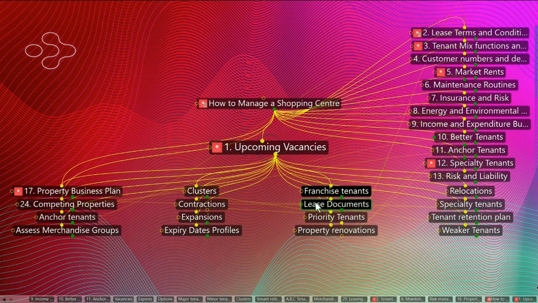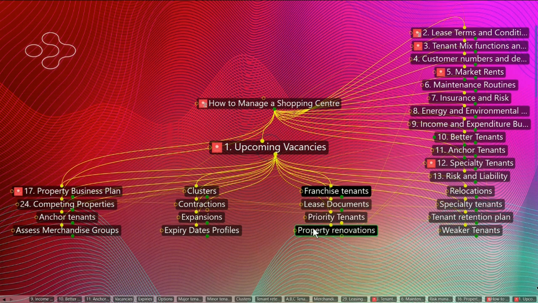As part of all of that, I would read the lease documents because you simply have to. You've got to know what the lease documents are doing. And once you've done that, you'll then be able to assess the priority tenants that you want to protect through the ongoing changes in the vacancies, the property changes, the overall shopping centre performance.